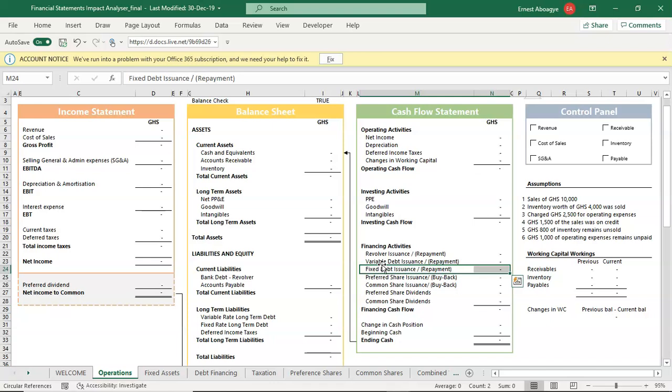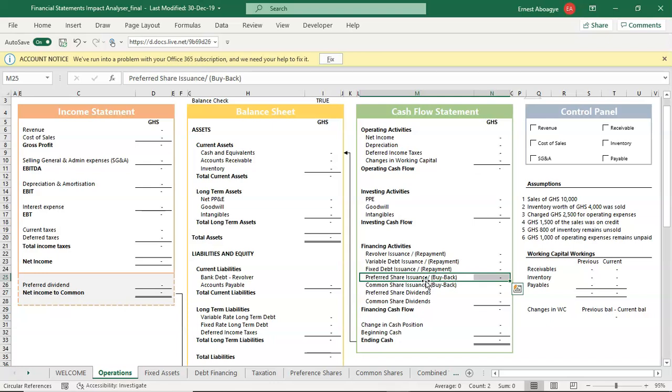So you either issue more debt, that is, you take on more debt, either fixed or variable, or you repay your debt, you redeem your debt, or you issue preferred shares, or you buy back your preferred shares. So if you issue, you get cash.